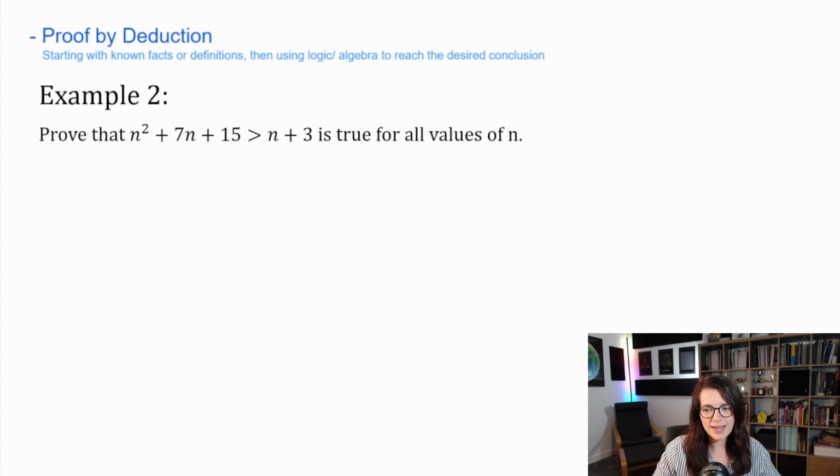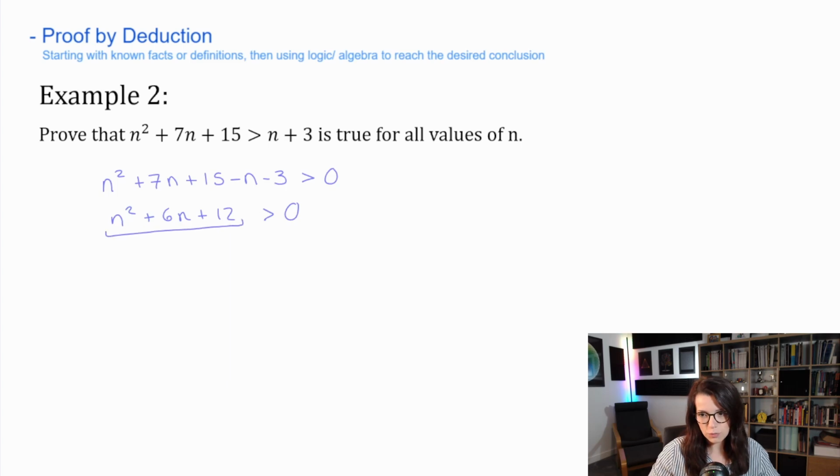Example 2, prove that n squared plus 7n plus 15 is greater than n plus 3 is true for all values of n. For something like this, I'd recommend we pull all the terms onto the left so that we can end up with a quadratic being greater than 0. This is because it's easier to work with quadratics. We know what we can do with them. For example, we can take this expression and complete the square.